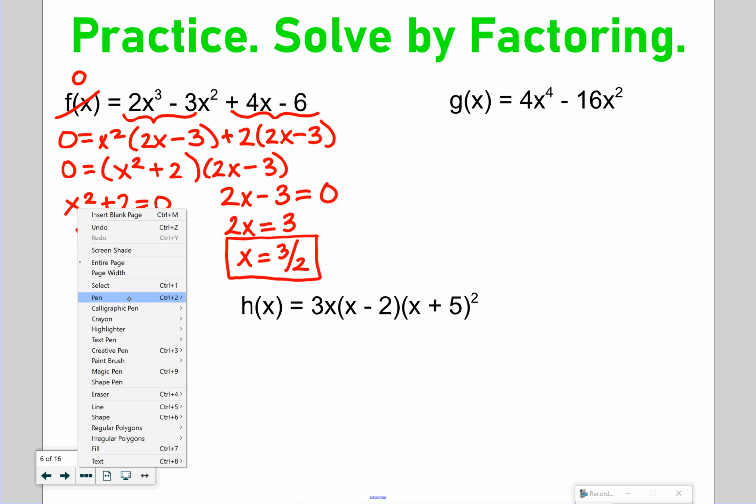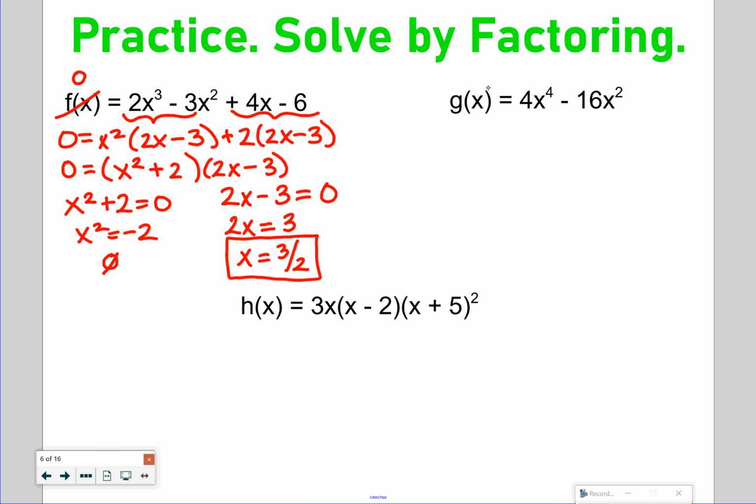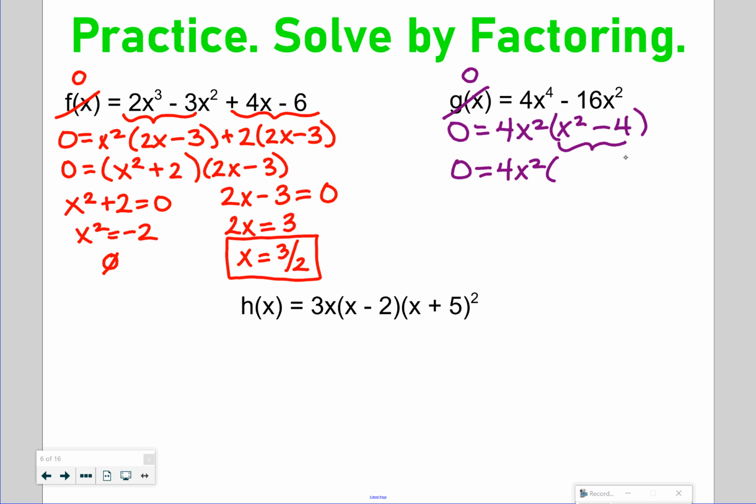Looking at the problem on the top right now, these two terms have a common factor of 4x squared. If I take 4x squared out of the first term, I'm left with x squared. And if I take 4x squared out of the second term, I'm left with minus 4. I am now left with difference of squares. So I'm going to set up my 2 parentheses. I know it's going to factor to the same pair of numbers, 1 plus, 1 minus. x and x give me an x squared. 2 and 2 give me a 4. And now I'm going to set each of my factors equal to 0.